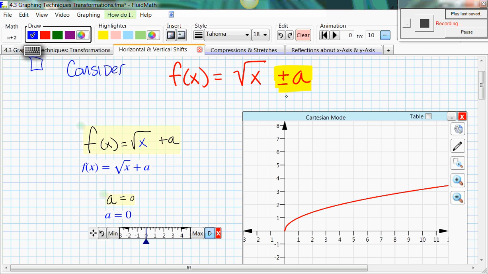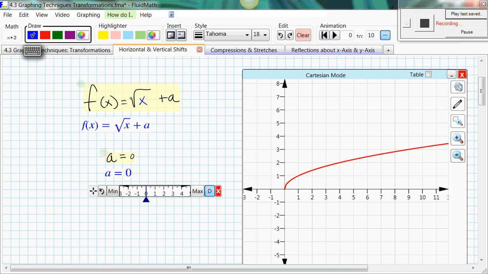But I'm wondering, if I add or subtract a value to any of my parent functions, what does that do to the graph? So here's what I have written down: f of x is the square root of x plus a. And right now, a is set to 0. As you can see on the graph, this is exactly what we would expect to see, a regular old shark fin looking graph, a square root function.